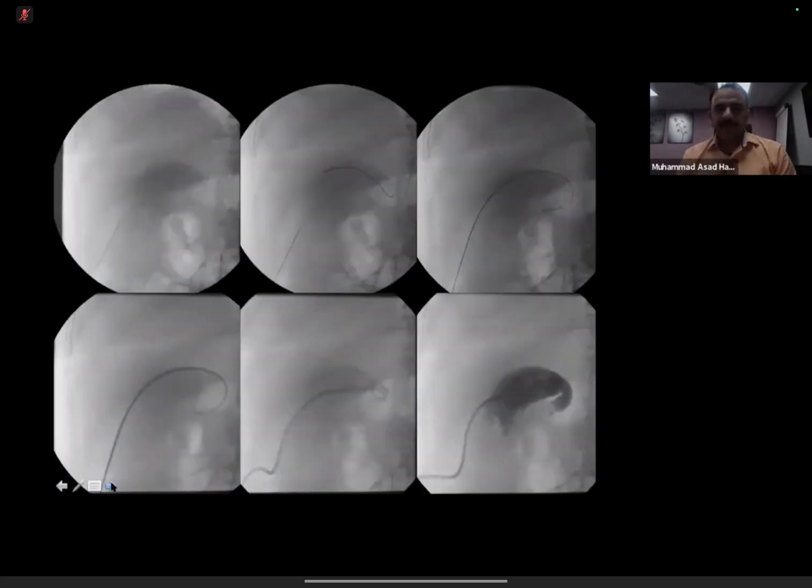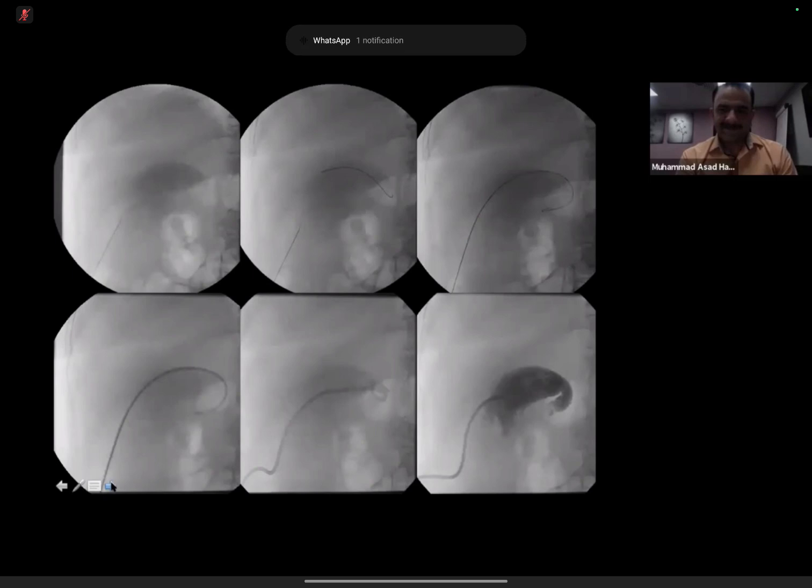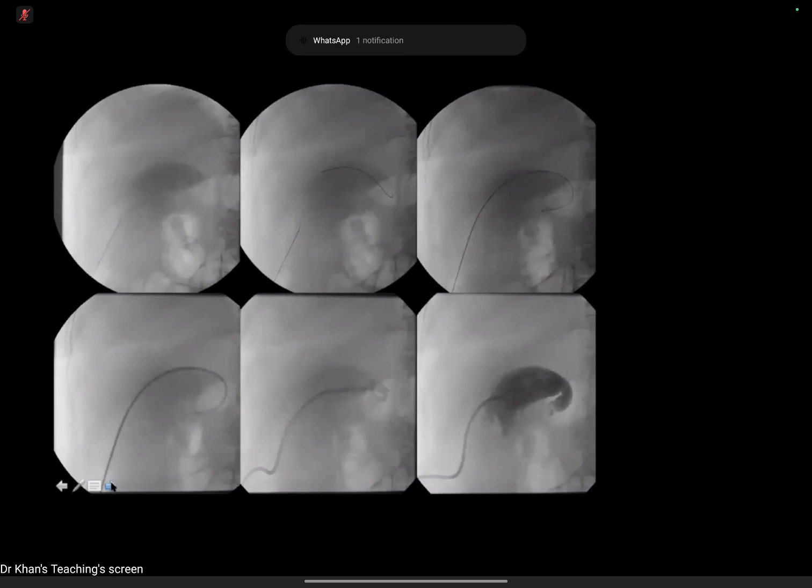One more case for you. Now, describe what procedure has been performed. So these are fluoroscopic images through the abdomen, I think. There's a pigtail drain with the contrast on the top left, the bottom left image.